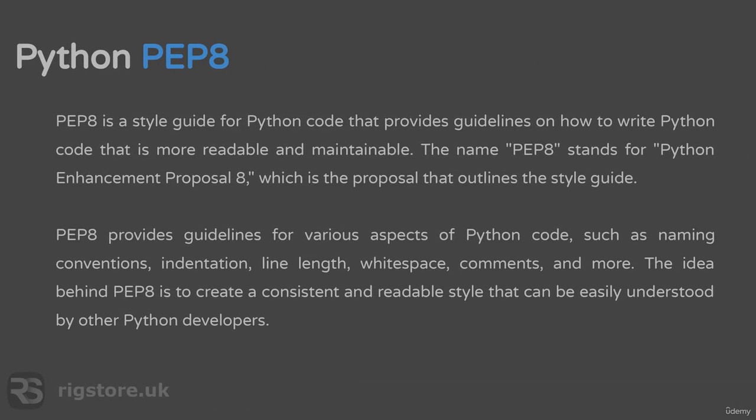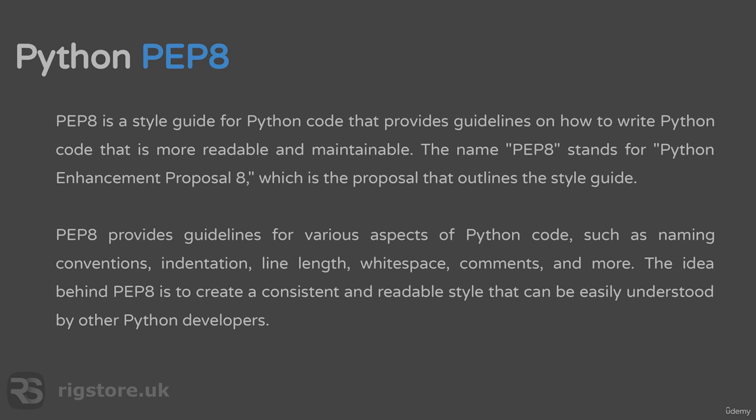So, what is PEP 8? PEP 8 is a style guide for Python code that provides guidelines on how to write Python code that is more readable and maintainable. The name PEP 8 stands for Python Enhancement Proposal 8, which is the proposal that outlines the style guide. PEP 8 provides a guideline for various aspects of Python code, such as naming conventions, indentation, line length, whitespace, comments, and more.